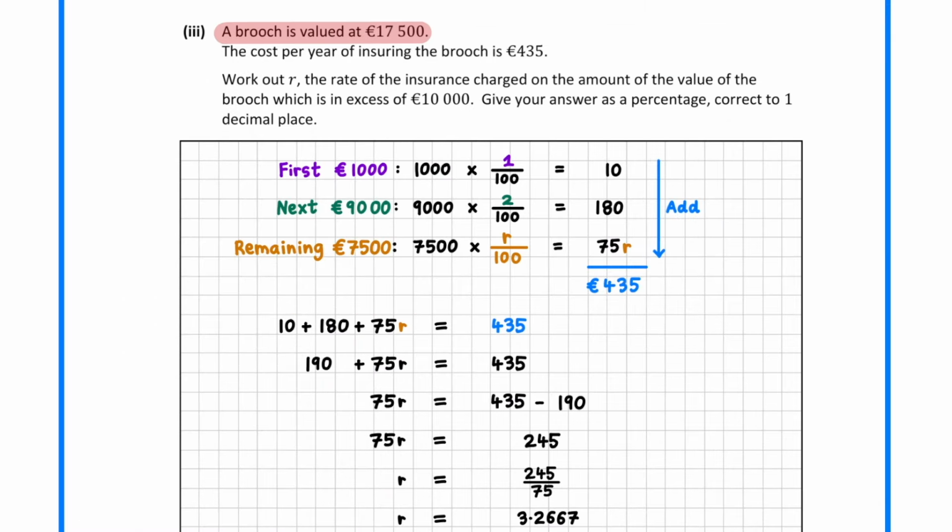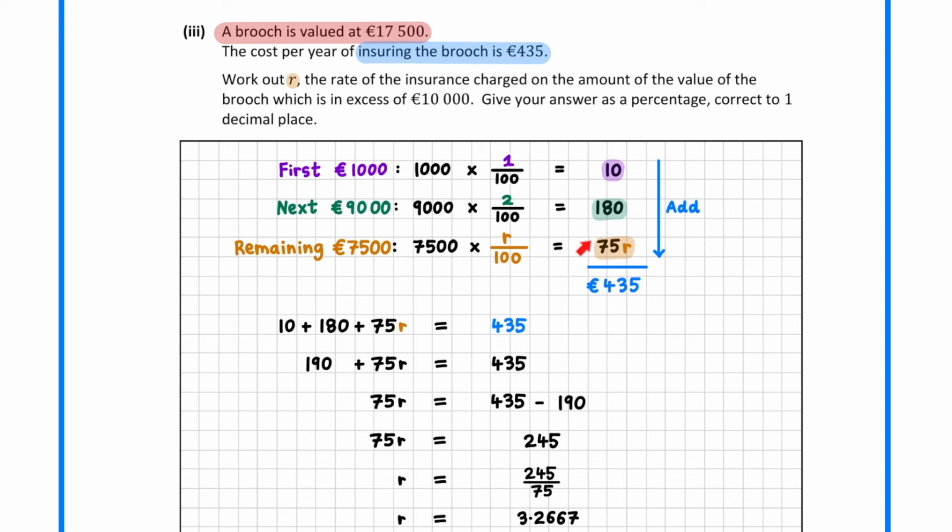In part 3, a brooch is valued at €17,500. The cost of insurance is €435, and we must use this to find the value of R. According to our table, the first €1,000 in value gets charged at 1%, and this comes out to 10. The next €9,000 gets charged at 2%, and this comes out to 180. The remaining €7,500 will get charged at R%. This comes out to 75R.